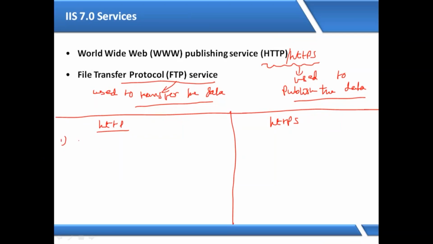It is nowadays not preferred because it is not secure. Hypertext Transfer Protocol is not secure, but HTTPS, which stands for Hypertext Transfer Protocol Secure, is preferred because it is secured. So why is it not secure and why is it secure?